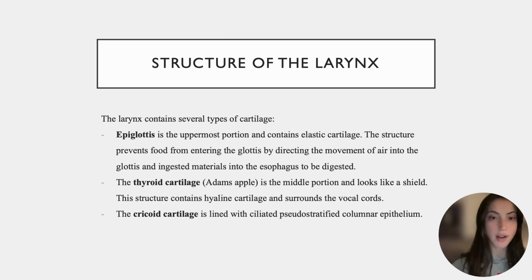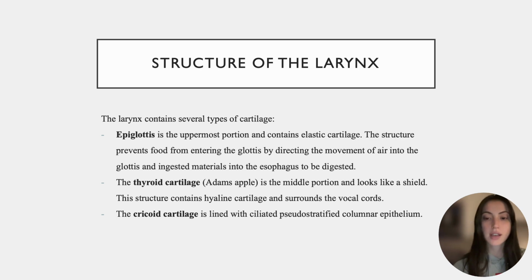So the structure of the larynx contains several types of cartilage. The epiglottis is the uppermost portion and contains elastic cartilage. The structure also prevents food from entering the glottis by directing the movement of air into the glottis and ingested materials into the esophagus to be digested. The thyroid cartilage, or the Adam's apple, is the middle portion and looks like a shield. The structure contains hyaline cartilage and surrounds the vocal cords. The cricoid cartilage is lined with ciliated pseudostratified columnar epithelium cells.